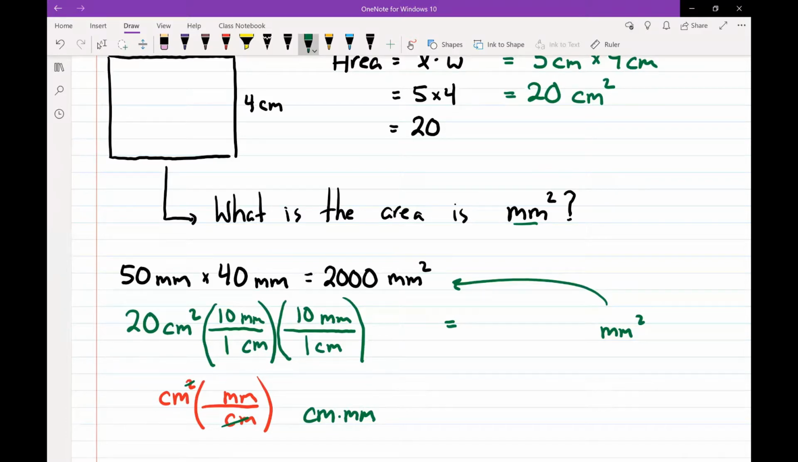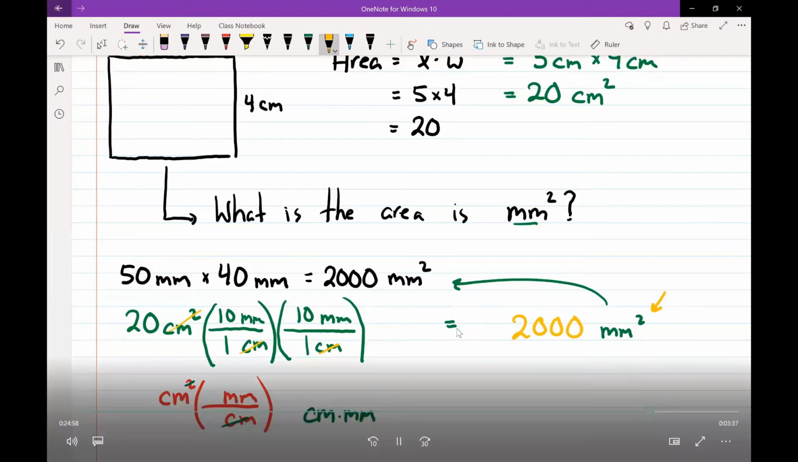And what you'll notice now is on the bottom, you've got 2 centimeters, so that'd be centimeters squared, which will get rid of the centimeters squared in the 20 centimeters squared part. And then you have millimeters times millimeters, which is millimeters squared. And then 20 times 10 times 10 gives us 2,000 millimeters squared.